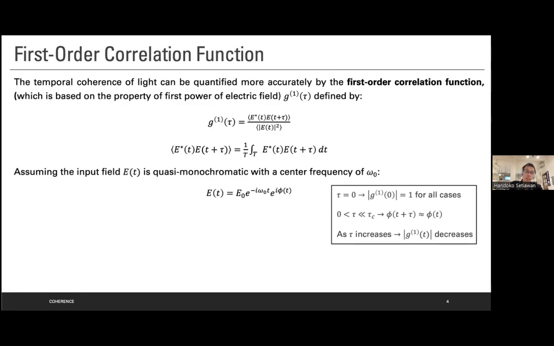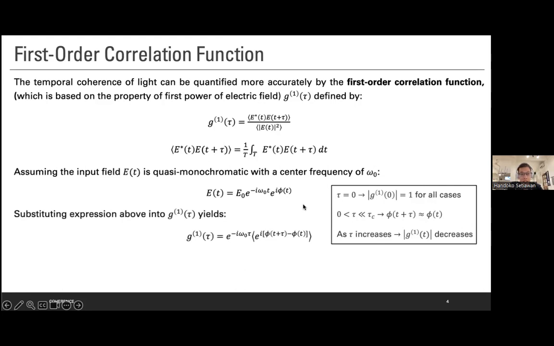All right. So we assume that the electric field input here is quasi-monochromatic with a center frequency of omega naught. So we see that it has the form of E0 times e to the power of minus i omega naught t, very similar to what Dharma previously showed. Substituting the expression above into the G function, we get that the correlation function, which depends on the time delay tau here, will be equal to this.